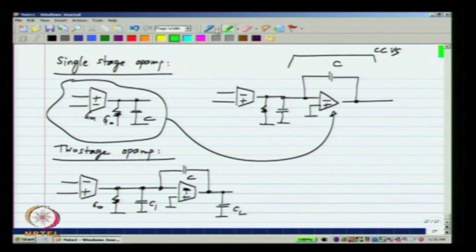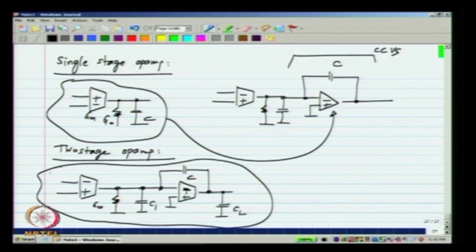And I also showed that the two stage op amp is better than the single stage op amp because it offers higher DC gain and so on. Now, I can play this game further, right. I know that if this were an ideal op amp, I would get ideal integration from there to there, but of course, I do not have an ideal op amp. But instead of using a single stage op amp which is inferior, I could try and use the two stage op amp over there. Okay.